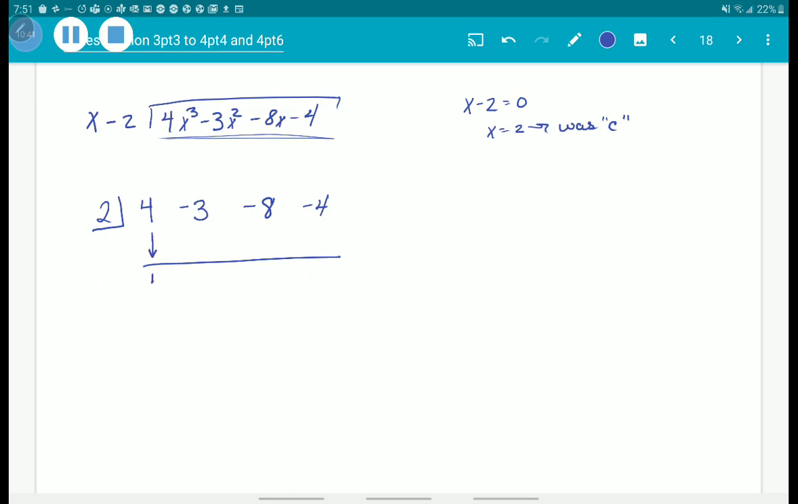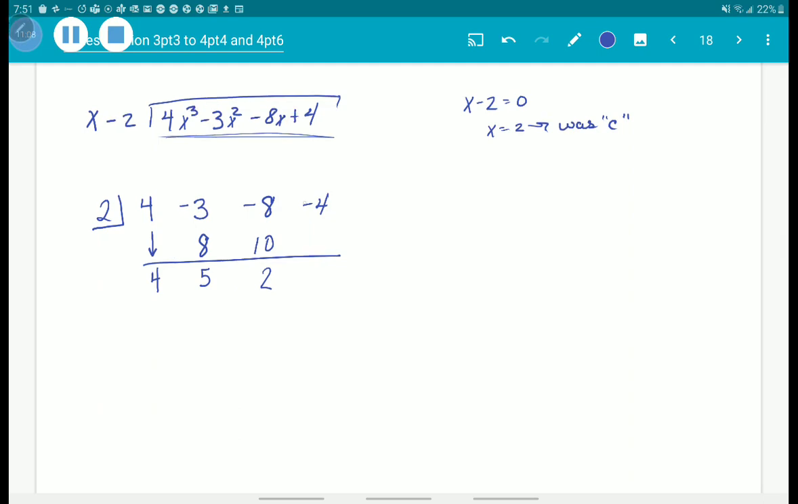You bring the first term down. Then we're going to multiply and put that product in the next space. And then we add. Then we're going to multiply, put it in the next space, and then add down the column. And then we're going to multiply, put it in the next space, and then we're going to add.